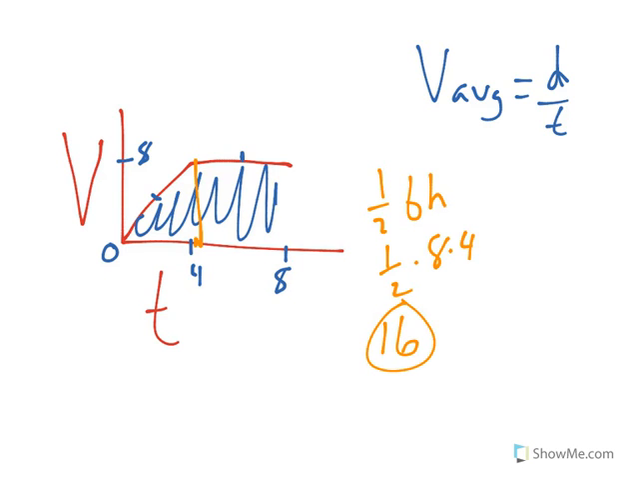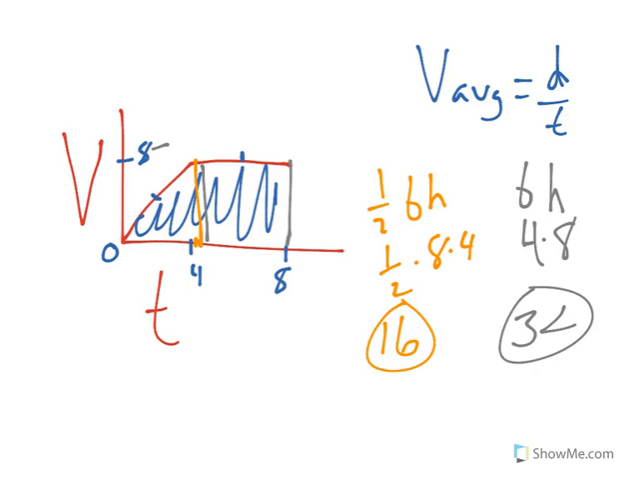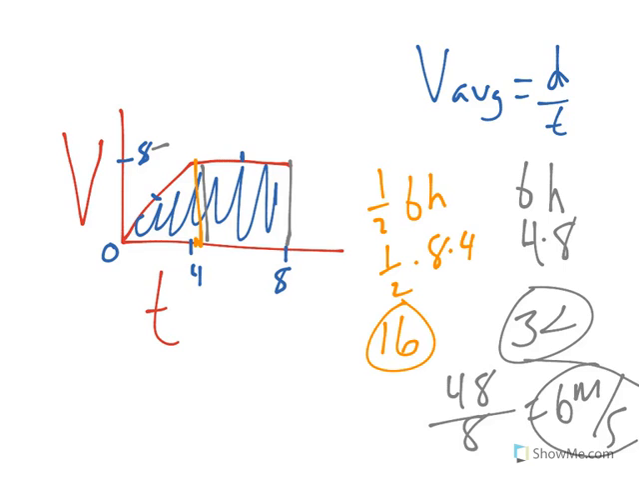And then I'm going to do this bit next, from here to here. So that would be actually it's a square, or no, it's a rectangle, sorry. And that's just base times height. So that'd be 4 times 8, because it's 8 minus 4 seconds, and then it's at a velocity of 8 meters per second. So I would get 8 times 4 is 32. So my distance would be 32 plus 16, which would be 48, divided by 8, which is 6 meters per second.